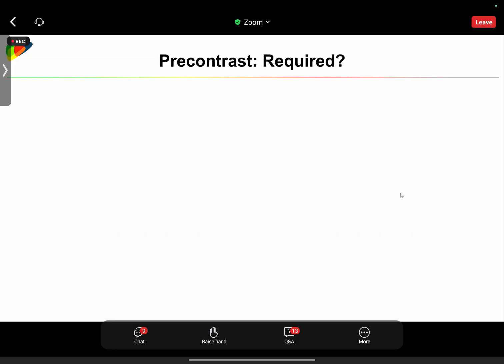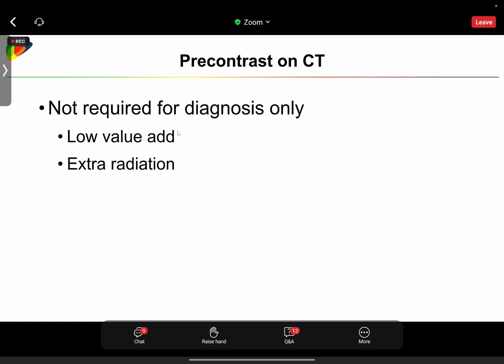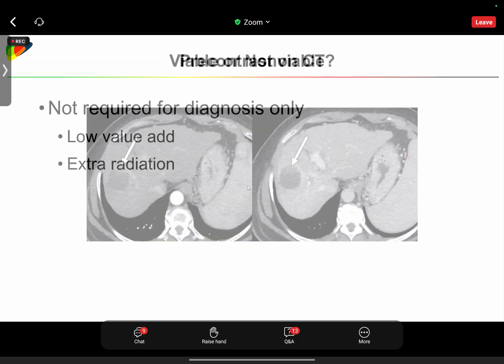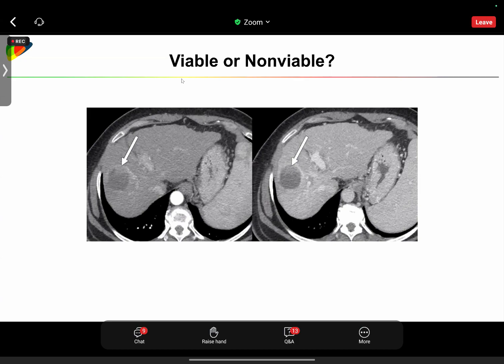Do we need contrast on CT? Well, possibly, depends on the situation. On CT, pre-contrast is not required for patients who are being used for diagnosis, right? Because really the pre-contrast in this context has very low additional value and has extra radiation. But in patients who had prior treatment, pre-contrast may be important.